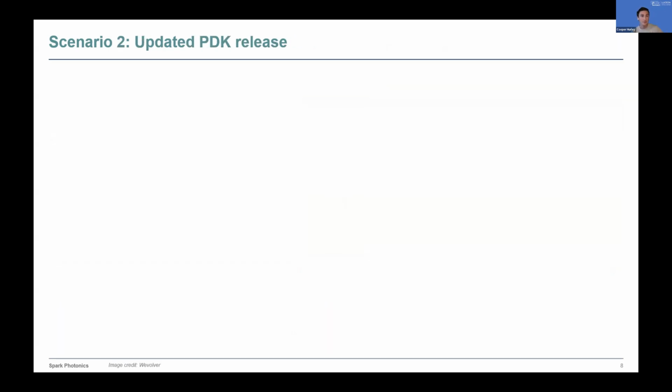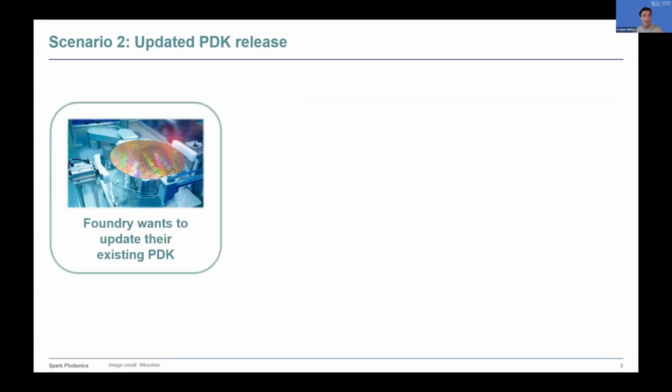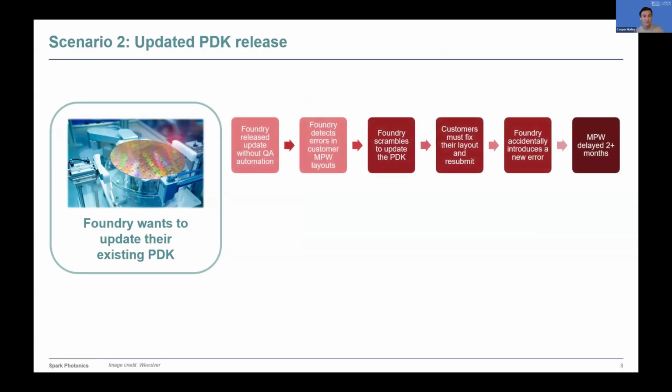Scenario two, this would detail a foundry that wants to update their existing PDK. PDK automation is incredibly important. It really seems like a waste of time until you jump into it. So let's walk through the process of a foundry that might want to make their release without doing proper quality assurance automation. So they release it, the foundry detects some errors in customer MPW layouts as they trickle in for the maybe quarterly MPW window.